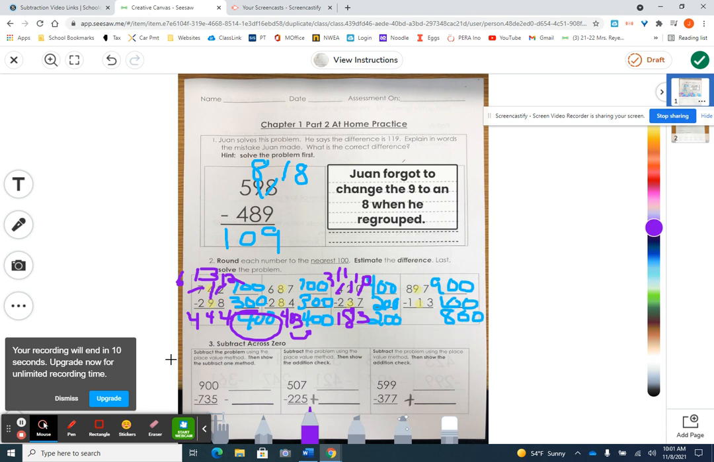So I'm going to try to do the last problem. I have about 10 seconds left. So 3, this is a 4, this is an 8, and this is a 7. 748, reasonable.